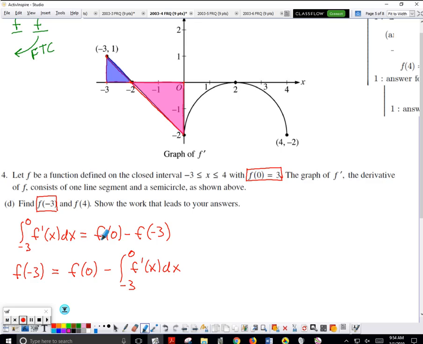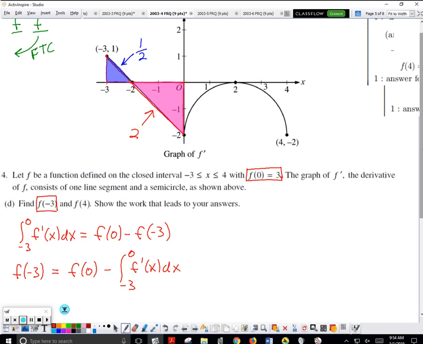Okay, area above the axis counts as a positive, area below counts as a negative. This is 1 times 1, half of that's a half. This is 2 times 2, which would be 4. Half of that is 2. That area has to count as a negative. We can put negative 2. Some people, it bothers them if I put a negative 2 because they're like, area can't be negative. But as far as the integral is concerned, it must count as a negative value.